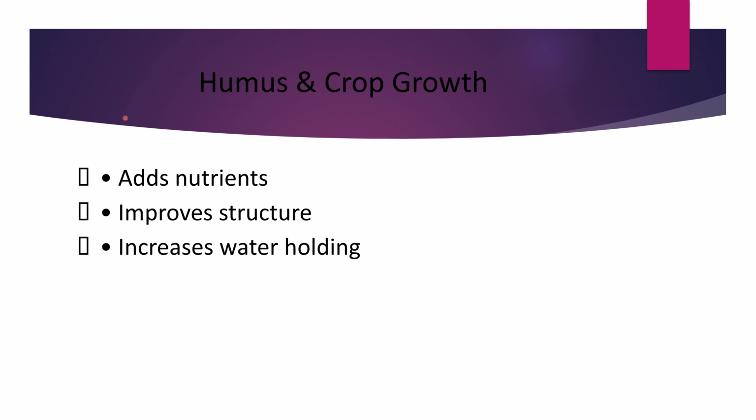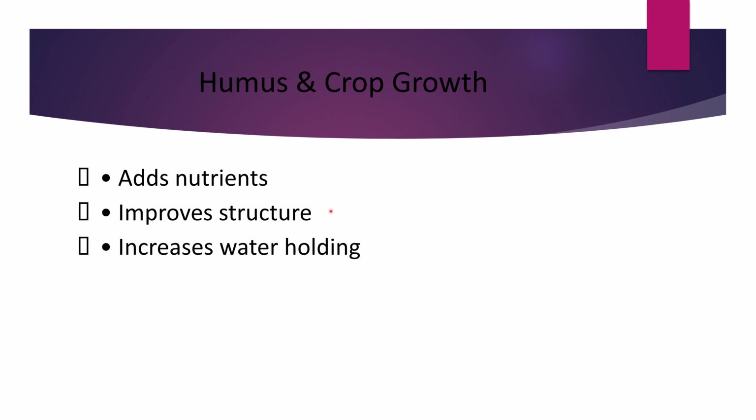Now let's discuss humus and crop growth. We have seen what humus is, but let's look specifically at how it helps our crops grow. There are three major benefits. First one is aids nutrients. As we mentioned, humus is like a natural fertilizer. It slowly releases essential minerals into the soil for plants to absorb over time.